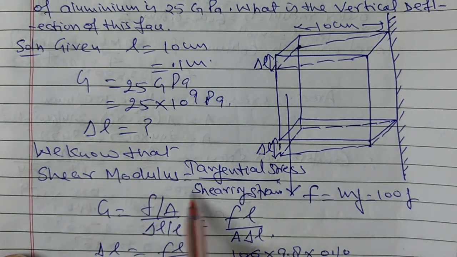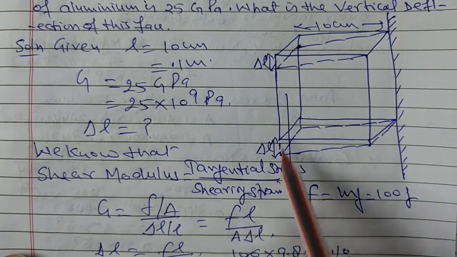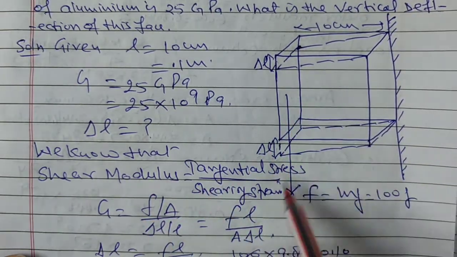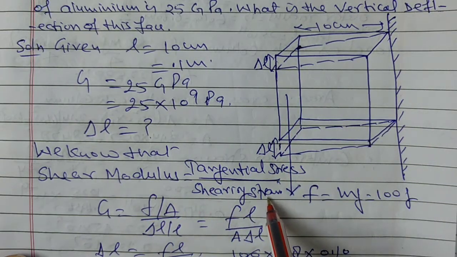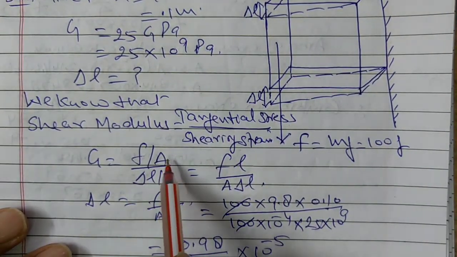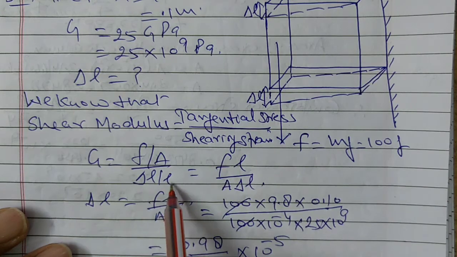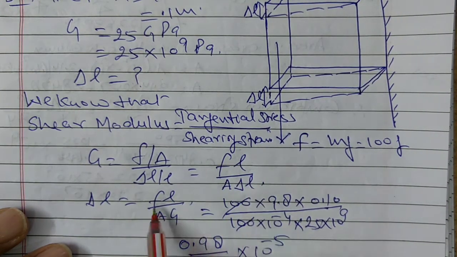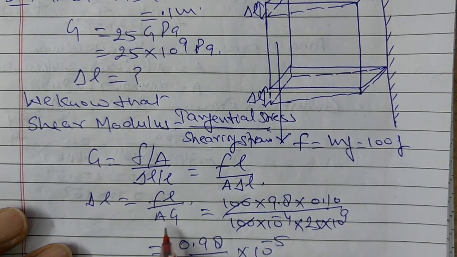We know that shear modulus is tangential stress upon shearing strain, because this force is along the tangent. And this stress is force upon area. So this is F upon A, and strain is delta L upon L. This is FL upon A delta L. Now this can be written as delta L is equal to FL upon AG.